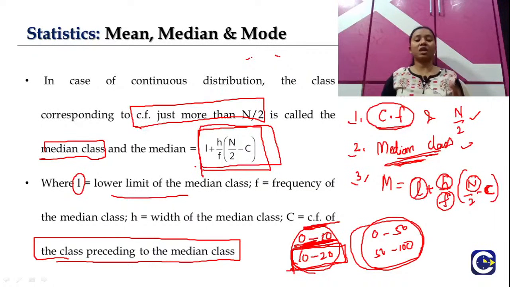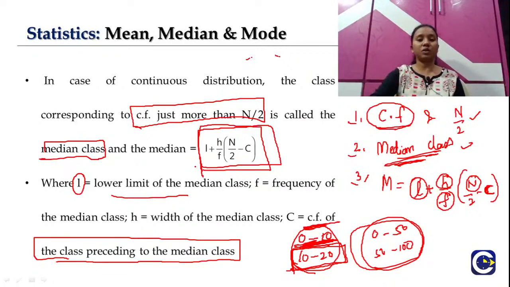Now as we have understood how to find the median class and what are the elements present in the formula of the median, let's do a question here related to the median of a continuous distribution.